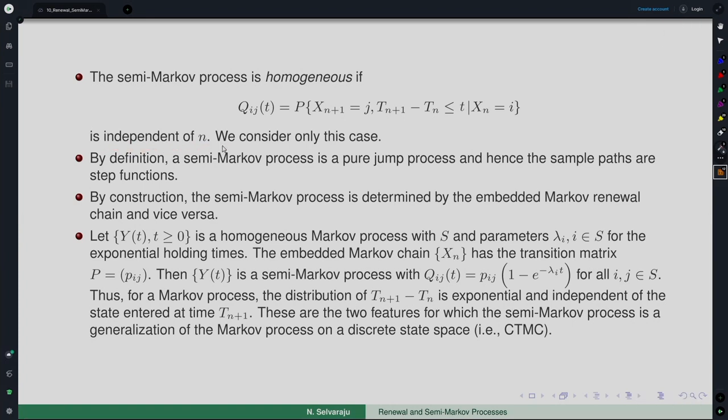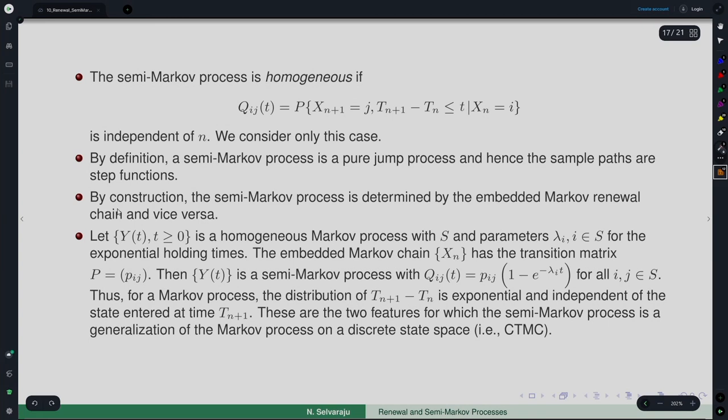Now, by definition, the semi-Markov process is a pure jump process, because its sample paths will look like Poisson process sample paths. But a Poisson process is increasing, while this is a pure jump process that could go up or down. The duration and everything would depend on what state you are going to visit next, as well as the current state you are in. So, the sample paths are step functions, which could go up and down.